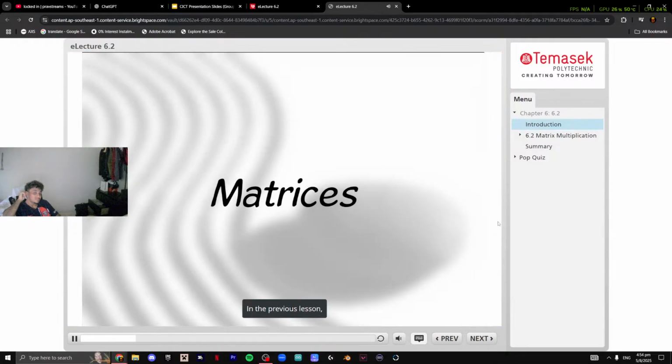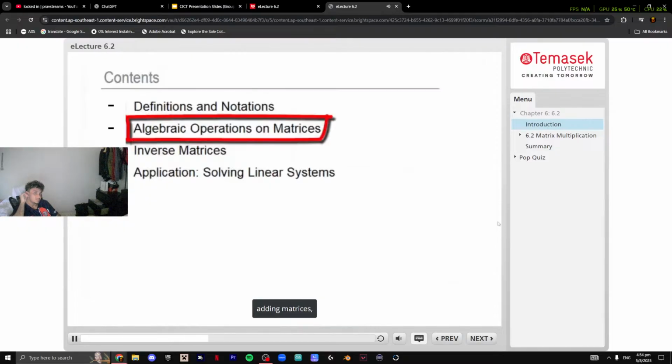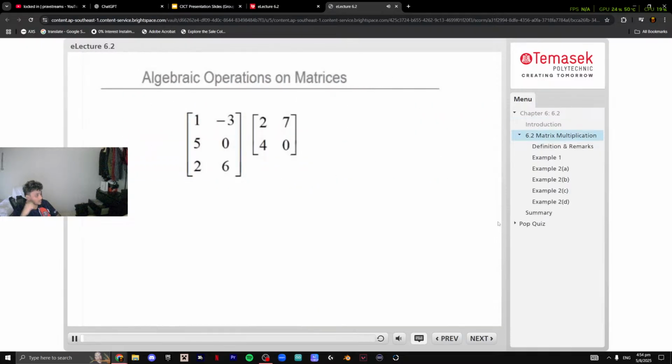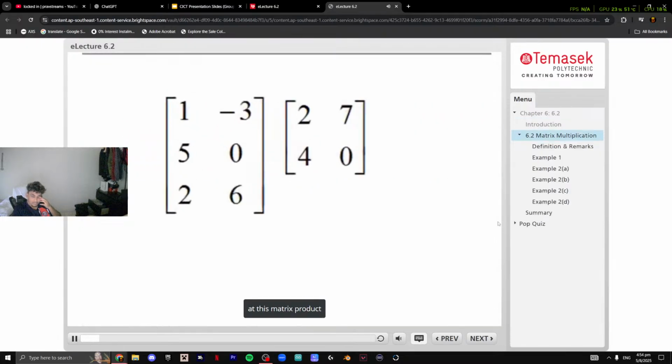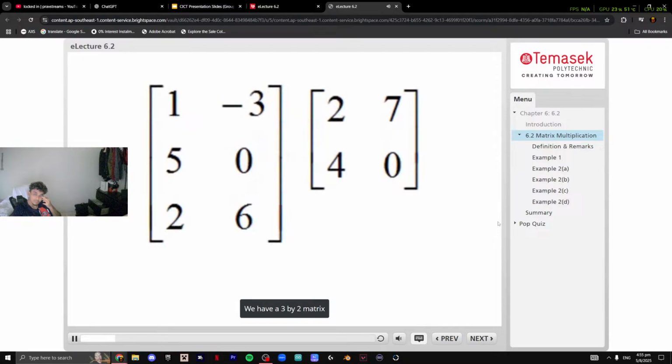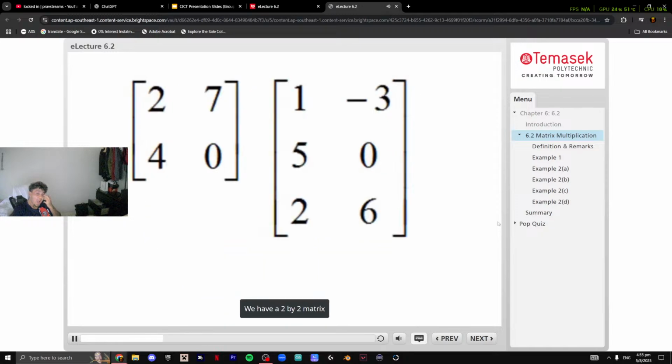In the previous lesson, the algebraic operations we looked at were adding matrices, subtracting matrices, and multiplying matrices with a scalar. We will do matrix product in this lesson. Take a look at this matrix product. We have a 3 by 2 matrix multiplying a 2 by 2 matrix. If we switch the matrices around, we have a 2 by 2 matrix multiplying a 3 by 2 matrix.